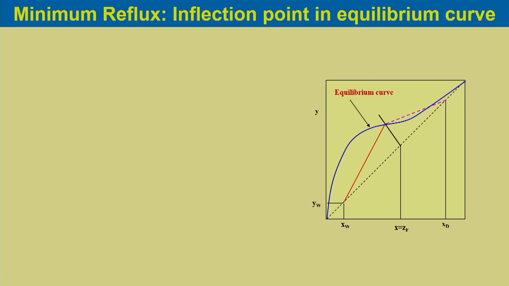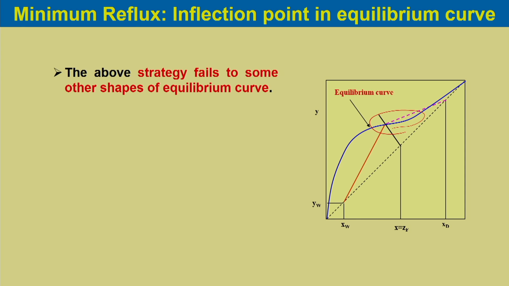Now, we will discuss how to calculate the minimum reflux ratio if there is an inflection point in the equilibrium curve. So, you can see over here the equilibrium curve, there is an inflection point, in this region. The above strategy fails for some other shapes of the equilibrium curve. One of them is the inflection point in the equilibrium curve. So, we cannot find the pinch point the way we have done.